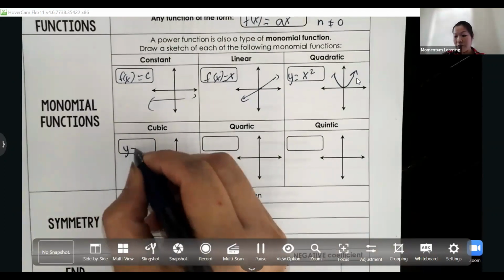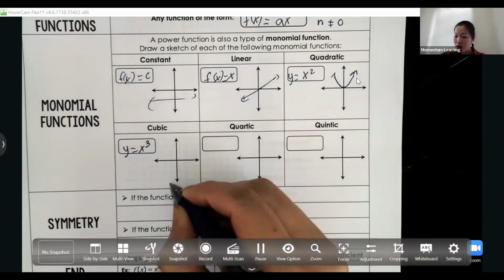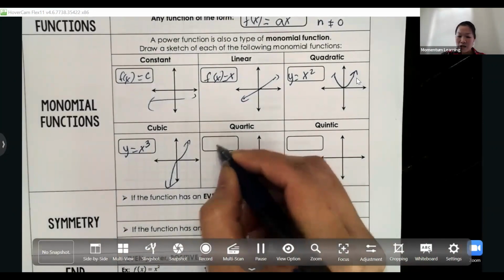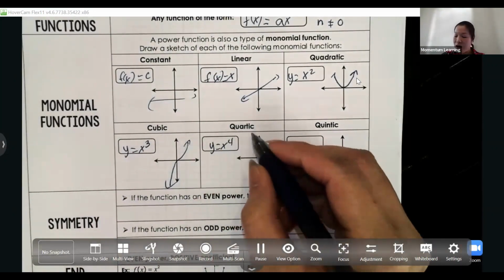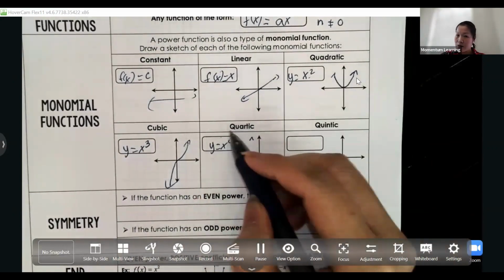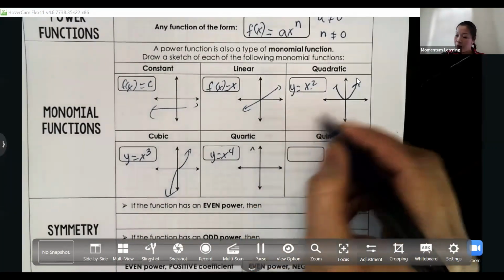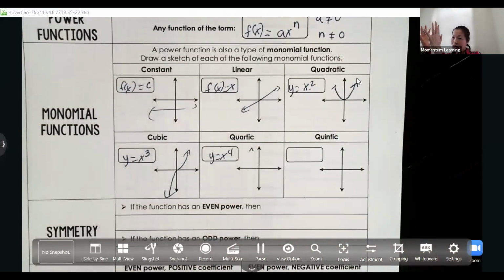Cubic, just like its name, is x cubed, right? So it looks something like this. Then quartic is y is equal to x to the fourth. It looks like a parabola because the degree is even, this is 2, this is 4, but the only difference is it's a little bit skinnier, okay?